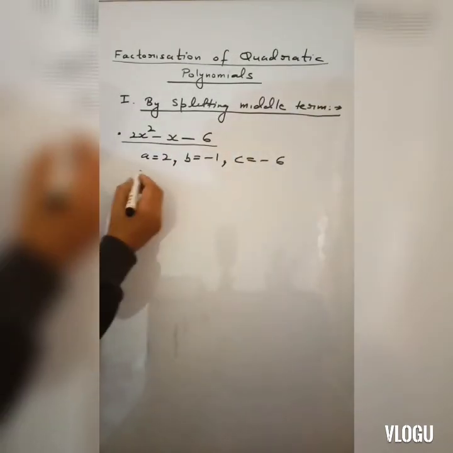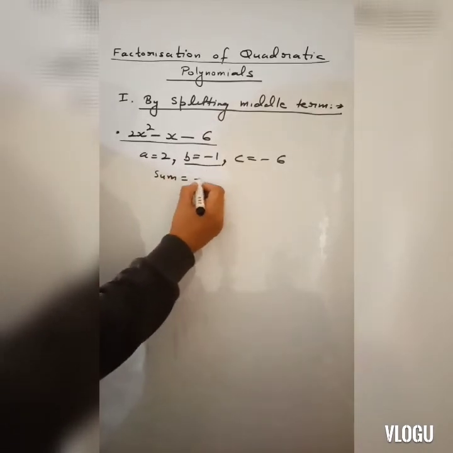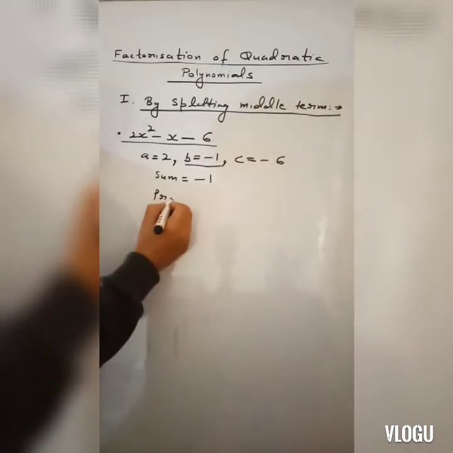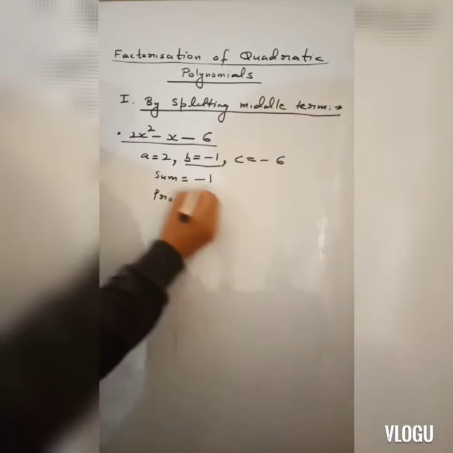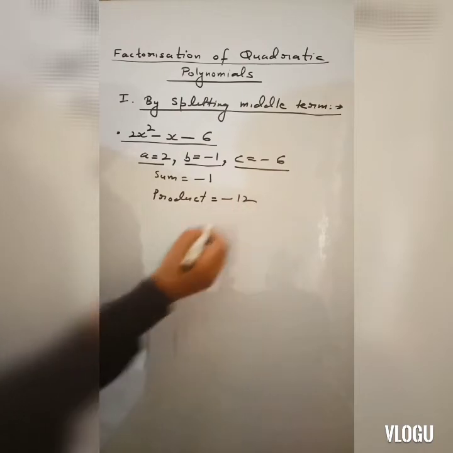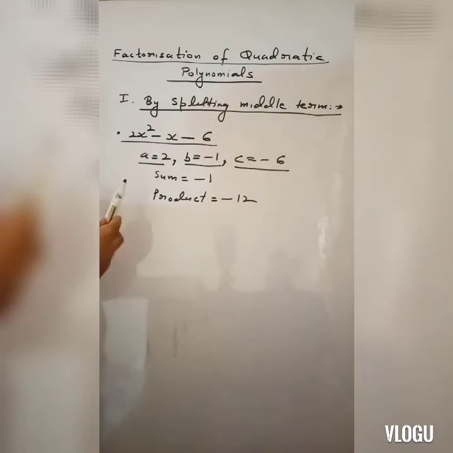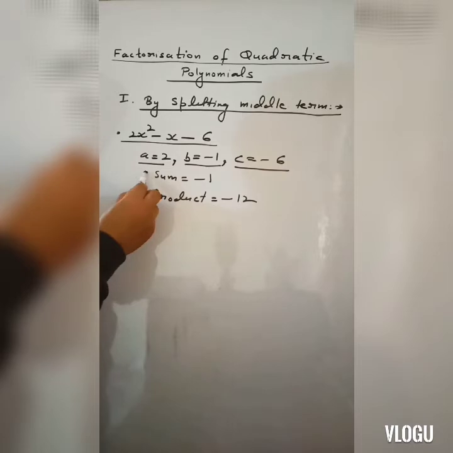Now you have to find two numbers whose sum should be this one, minus 1. And the product should be equal to this a into c, 2 into minus 6, that is minus 12. So first of all, you have to understand this. The two numbers which you will find, the sum of those two numbers should be equal to what, and the product of those two numbers should be equal to what. So this is important first.